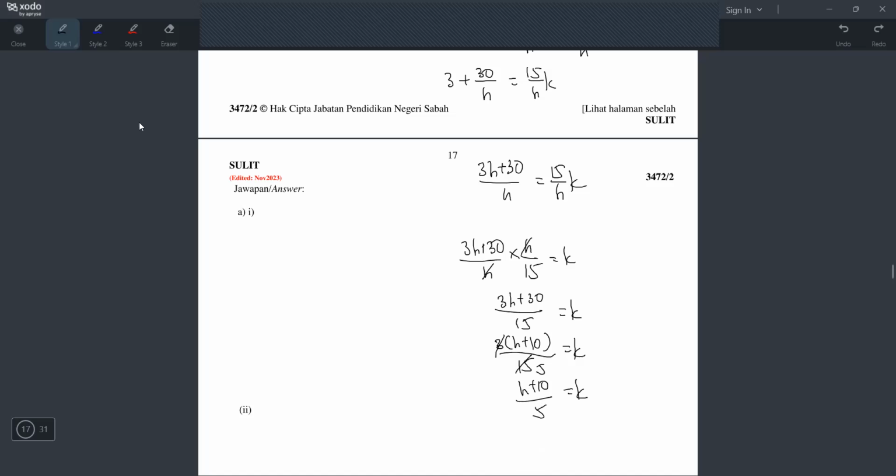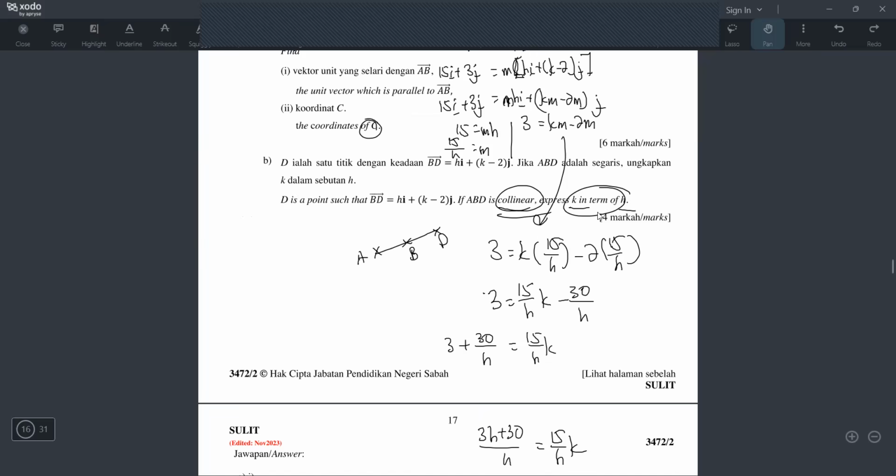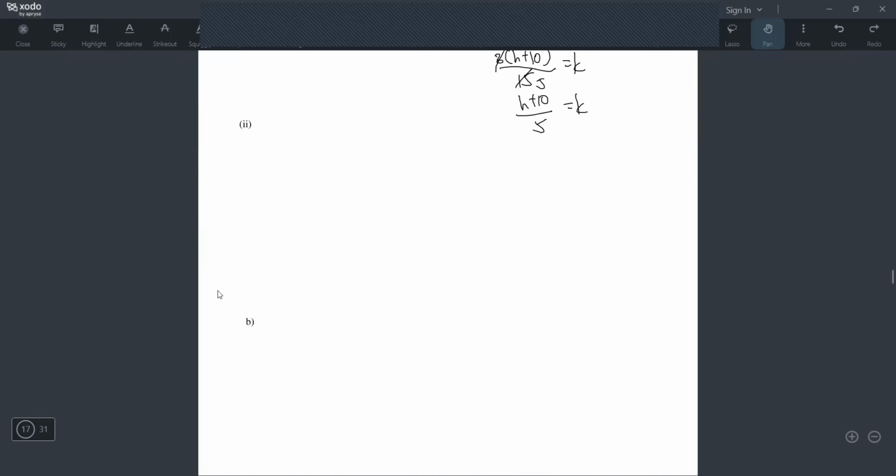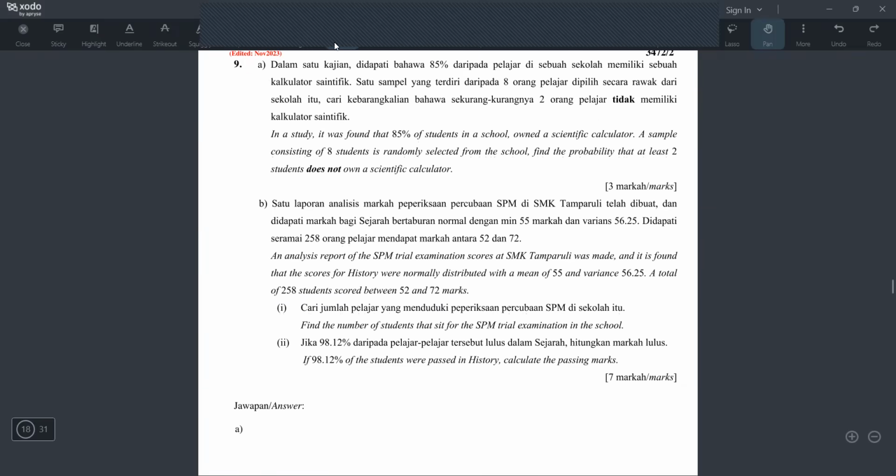Okay. Is this the final answer? Yes. So for B, they want K in terms of H. Yep, that's the answer. Right? So that's all. Now we move on.